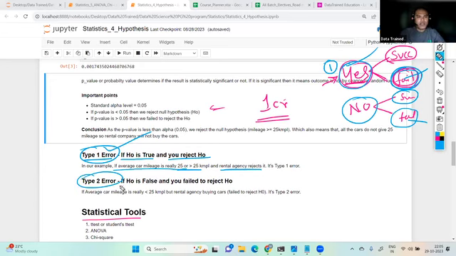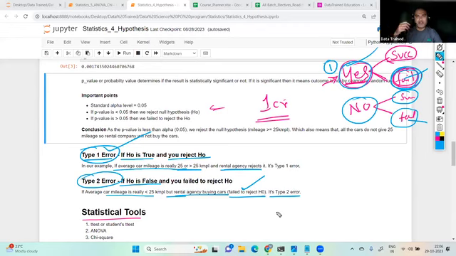Type 2 error: if H naught is false, meaning car mileage is really less than 25 kmpl after driving and everything, but still the rental agency buys the cars. When you see that it is not giving 25 kmpl, but you still go ahead and buy the cars, in future you'll get into loss. So you failed to reject. You should have rejected, but you failed to reject H naught. It is a type 2 error.